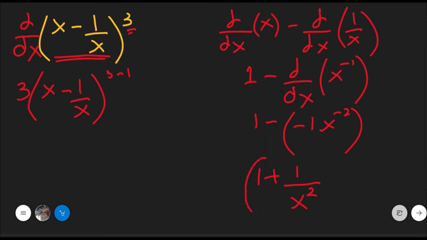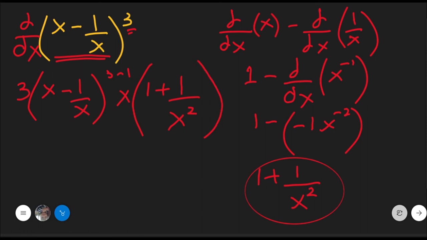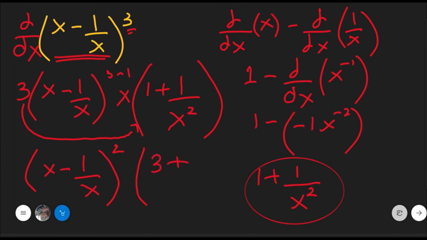So we are going to multiply this 1 plus 1 over x square with this function. So the final answer would be, we are going to multiply this 3 with this bracket, so this would become 3 times x minus 1 over x to the whole square, times 1 plus 1 over x square, and then this would become 3 plus 3 over x square. So this was the final answer.